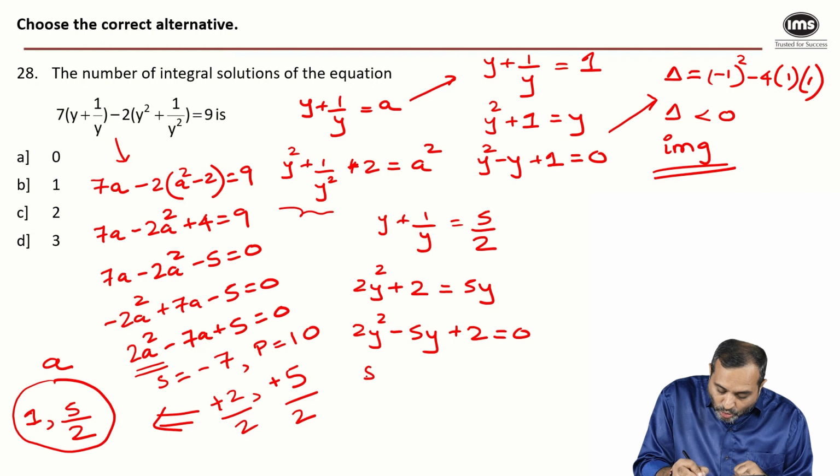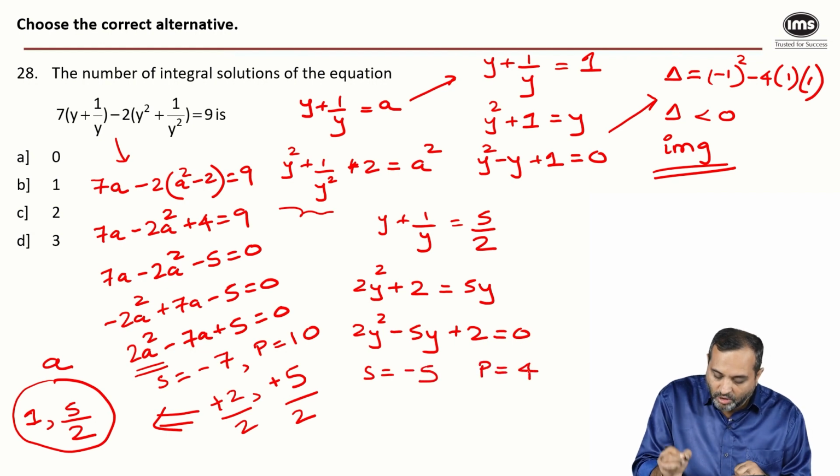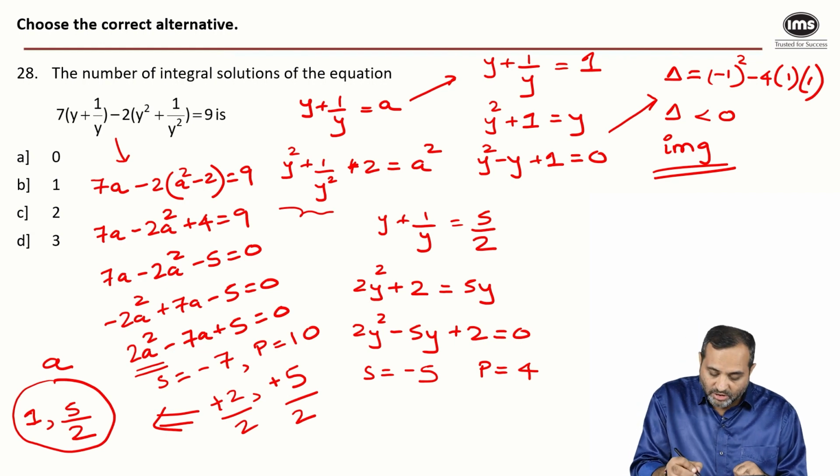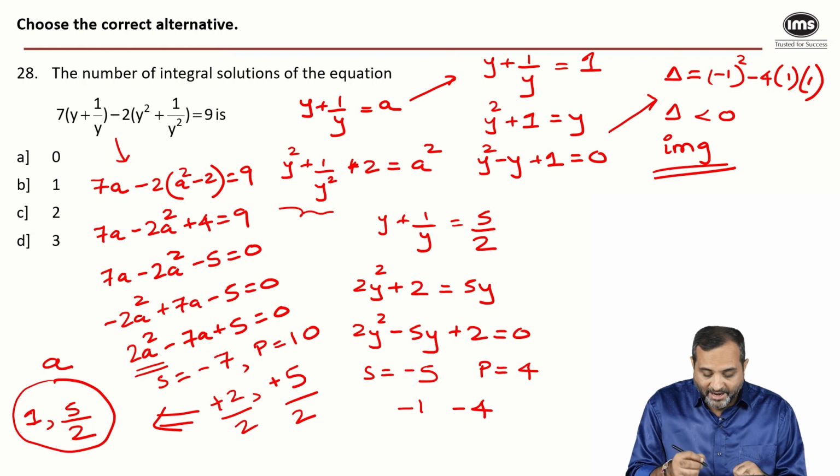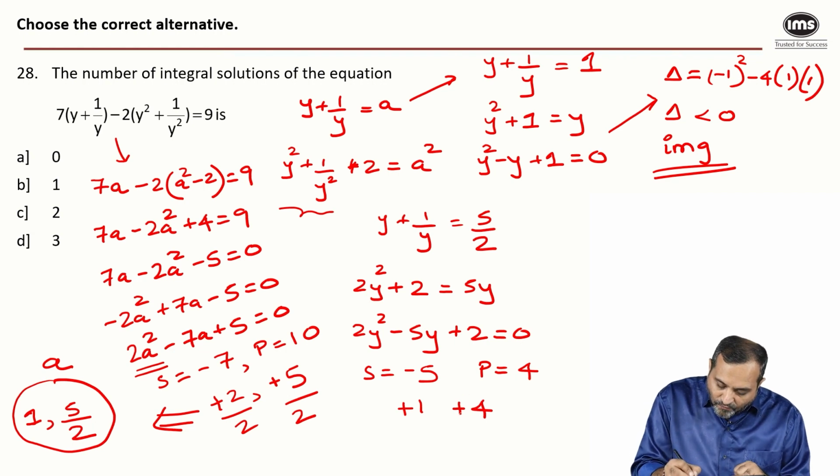Now, I am looking at two numbers whose sum is minus 5 and product is 4. Can you give me two numbers? Those two numbers are minus 1 and minus 4. Ideally, my roots should have been 1 and 4. But I have a coefficient, so I divide by that coefficient.